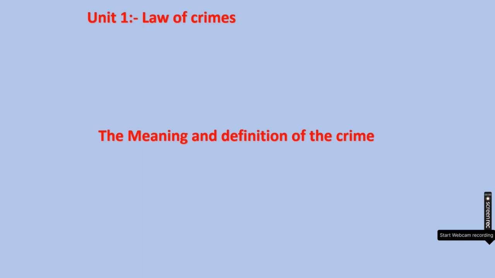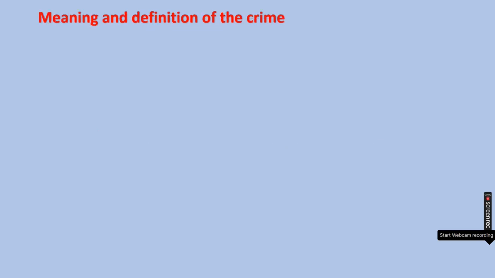So, what is crime? Crime is an act or omission which is prohibited by law. Crime is injurious to the public or society, and it is punished by the state for the welfare of society or the public. Crime is not defined in any IPC section.